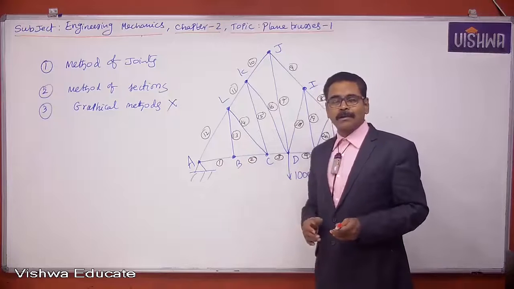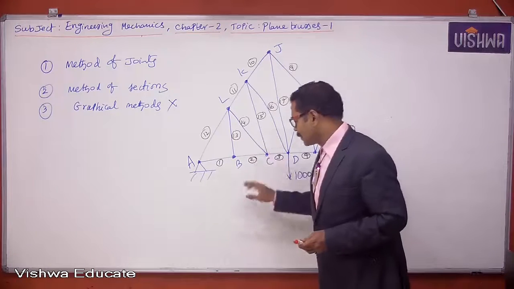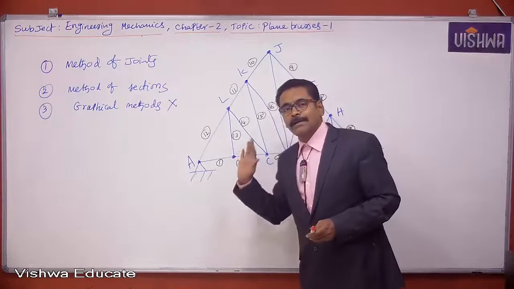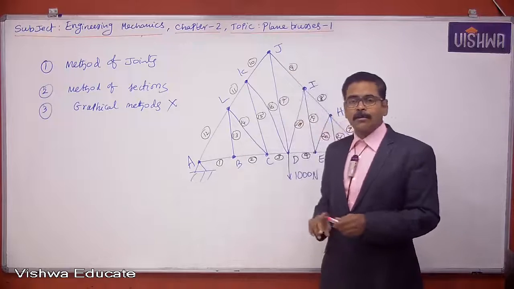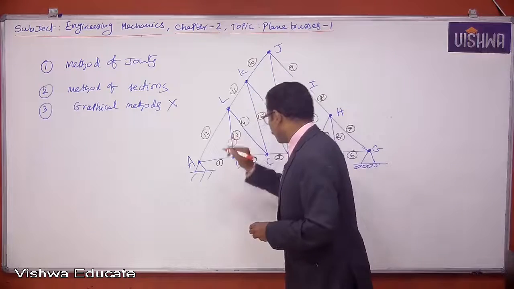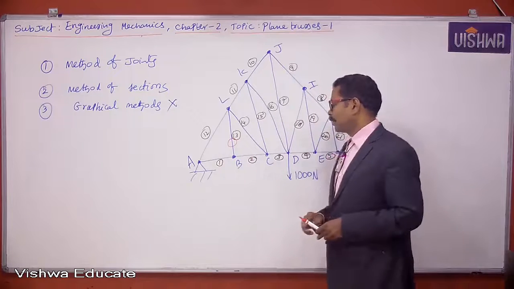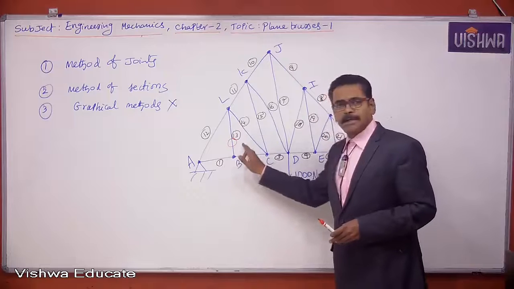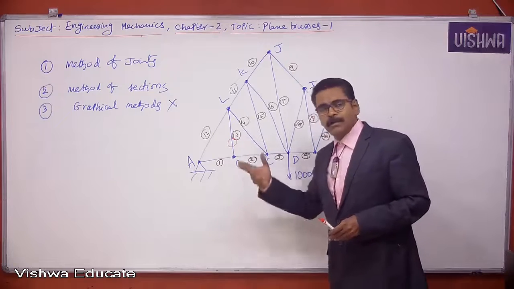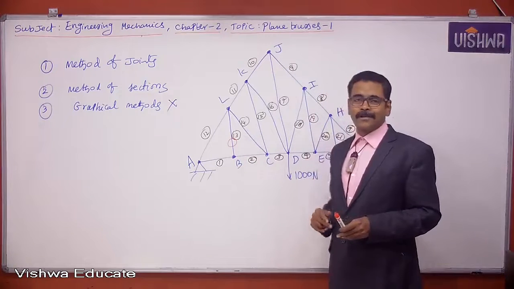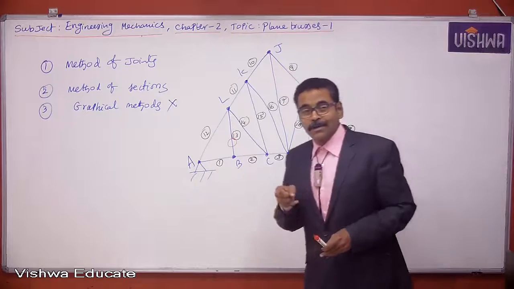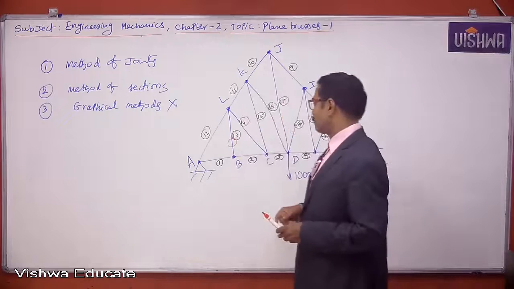Then what is my shortcut saying? Out of these 3, if 2 members are collinear, the third non-collinear member carries zero load. Out of 1, 2, 13, member 1 and member 2 are collinear, member 13 is non-collinear. The load carried by that non-collinear member is 0.